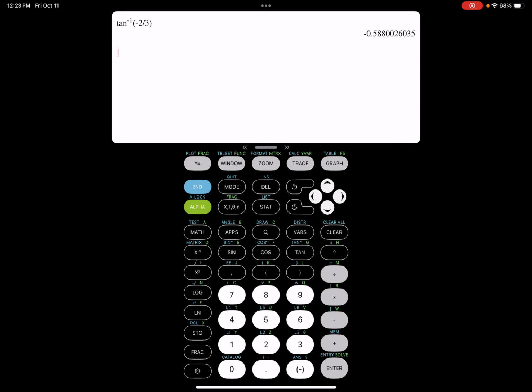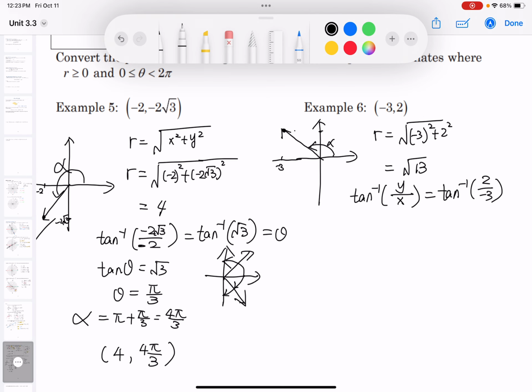So it's about negative 0.59. So this angle is about negative 0.59. But this angle is in the second quadrant, it seems like it should be positive. How can it be negative? Because in the second quadrant, tangent is negative. So when we find the angle for the tangent in the second quadrant, we have a negative value. Tangent of that angle is negative.